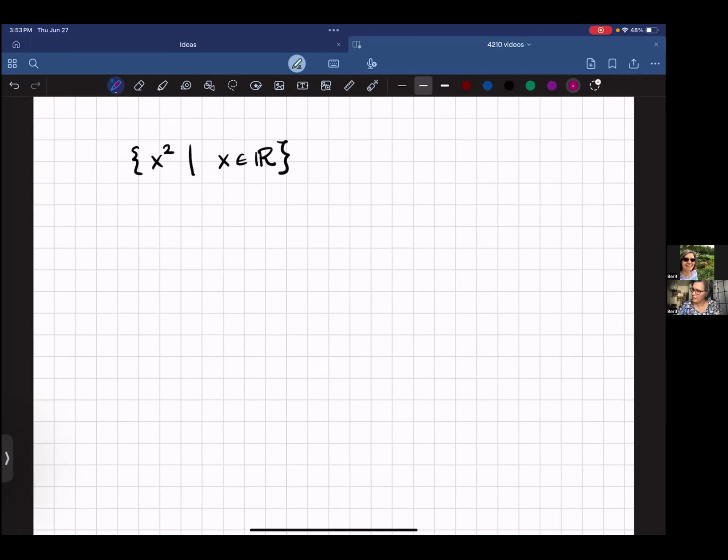Let's call this one B. B is the set of all x squared such that x is a real number. So here again, the elements have to equal x squared, and then this must be true. So I could list some elements here.